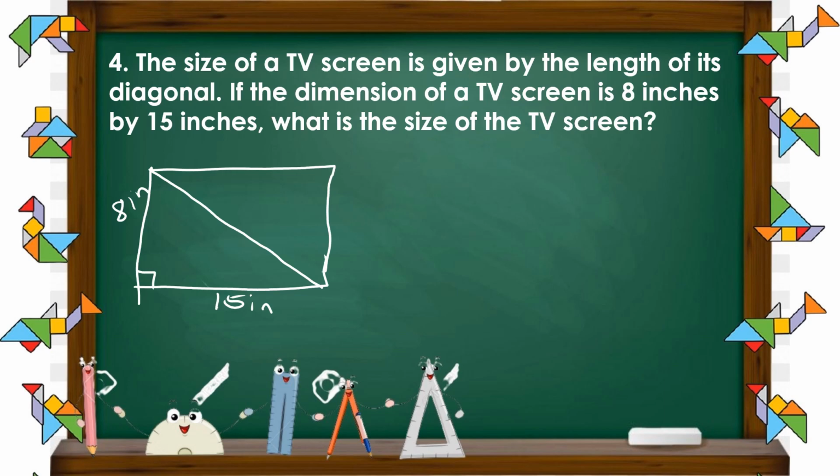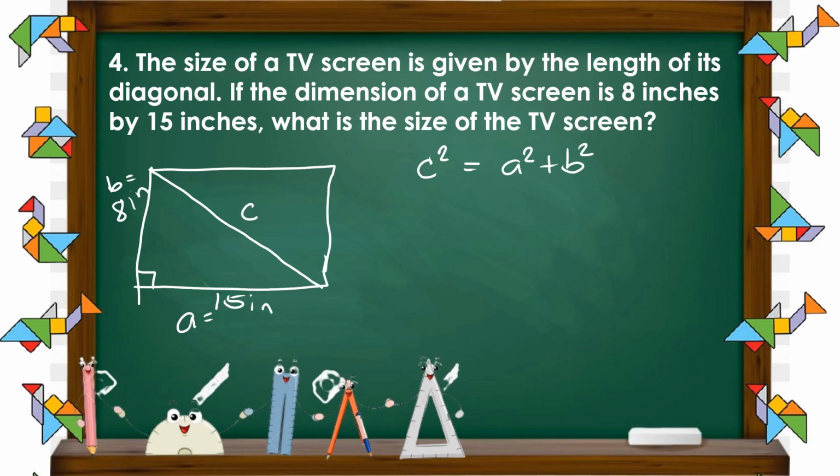So you're just going to use your Pythagorean theorem. The unknown here is the value of C. So C squared is equal to A squared plus B squared. The value of your A here is 15 and the value of your B is 8. Then you just need to find the value of C.